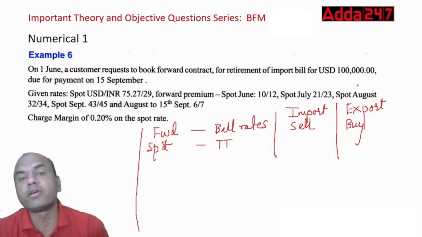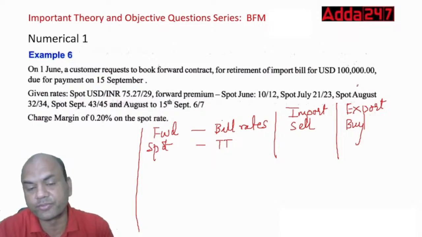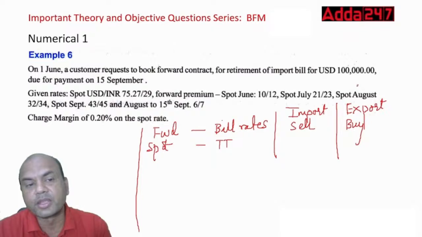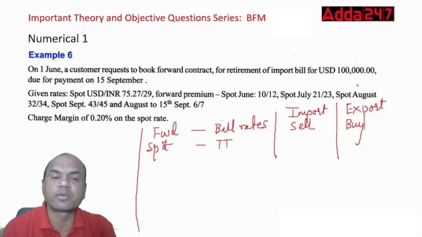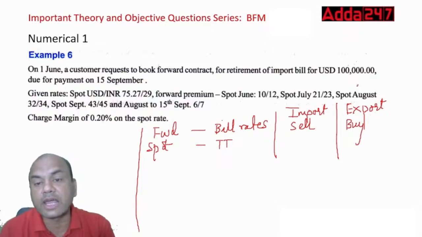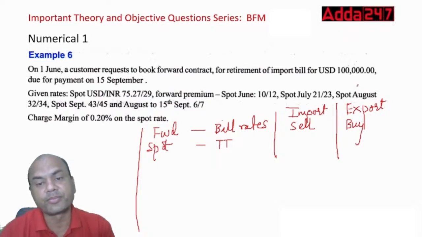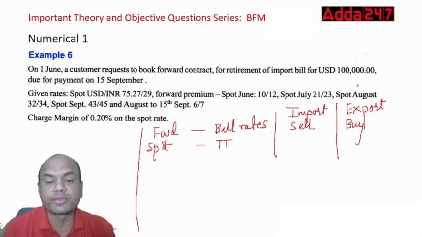Now I'll ask the questions also to you. Not only I'll answer, but I'll ask the questions also. Now based on this, tell me this contract, what is given about this contract? On 1 June, the customer books a forward contract for retirement of import bill. Retirement of import bill means what? The customer has to pay that import bill, pay to that customer. And that payment is to be done when? On 15th September. So this customer has come to you when? Let me draw it on the other page.